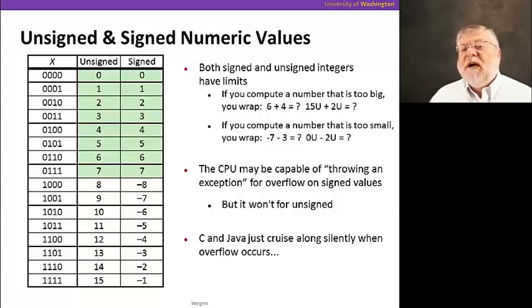So the CPU, when it's given these kinds of arithmetic to do, will throw an exception, meaning it will signal that it got a number that it can't represent. And it does that for signed values, but most CPUs do not do this for unsigned values. And C and Java, both languages, will just cruise along and not bother checking that the arithmetic was correct or not. So you have to do an explicit check if you really want to know if the arithmetic worked out correctly. And we'll see that again later on.